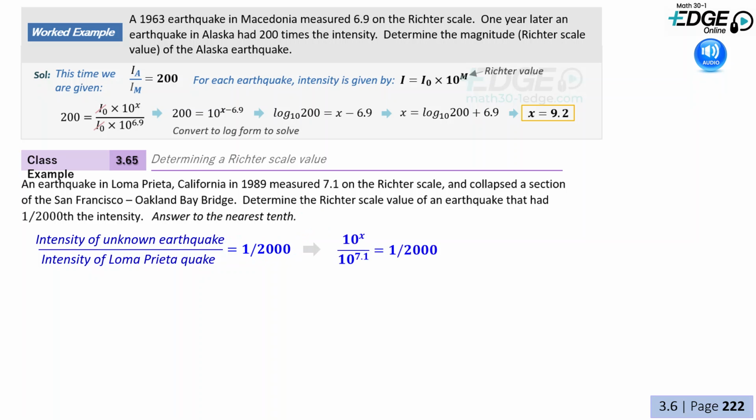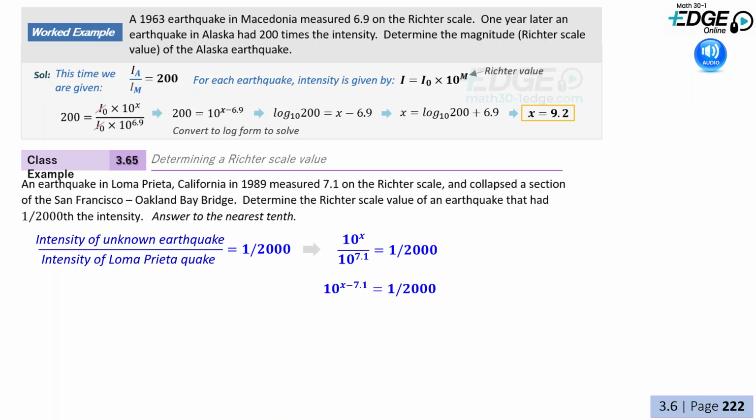Now at this step, we haven't shown the I naught as we did in the worked example above, but we could have, but we've just skipped that step and we've canceled them already. And you see that we have 10 to the power of x, where x is our magnitude. This is the magnitude of the unknown earthquake. And in the denominator, we have 10 to the power of 7.1. That's the magnitude of our Loma Prieta earthquake. And that's equal to 1/2000.